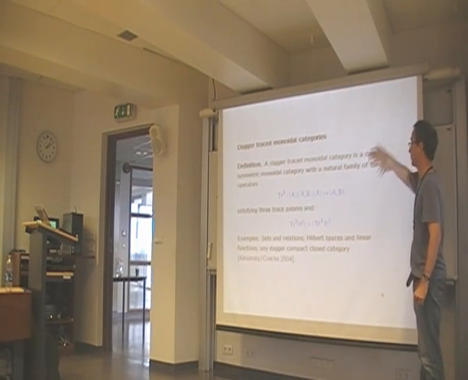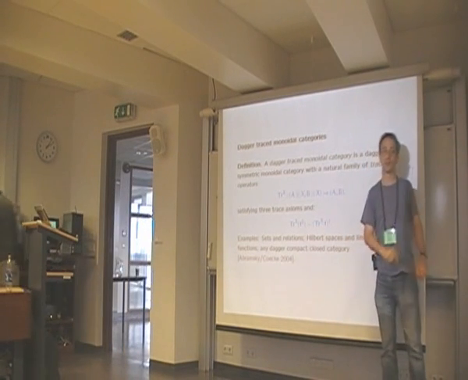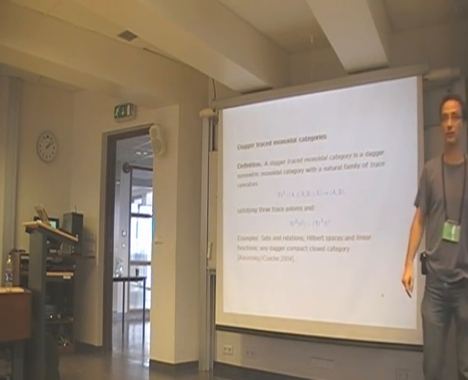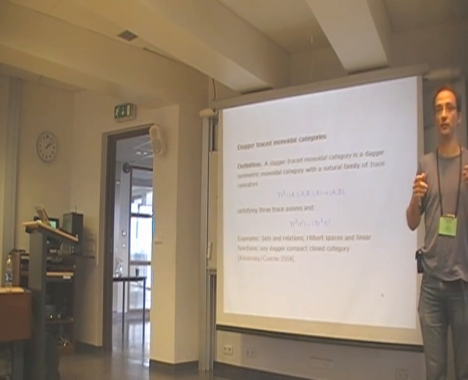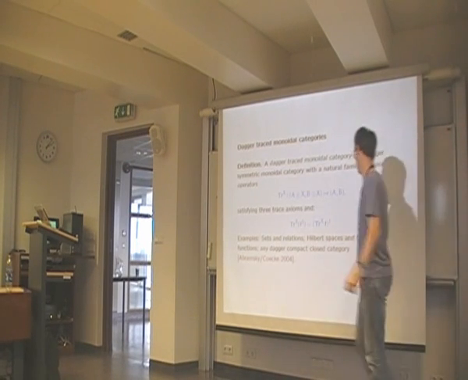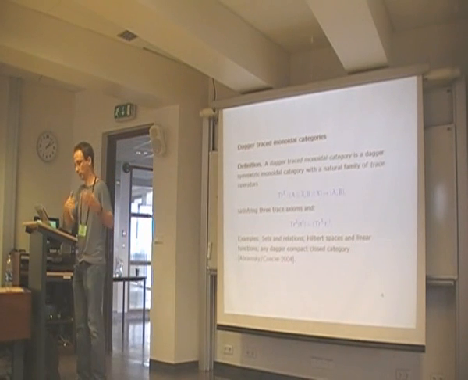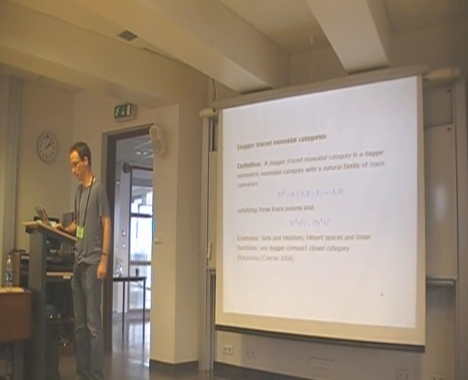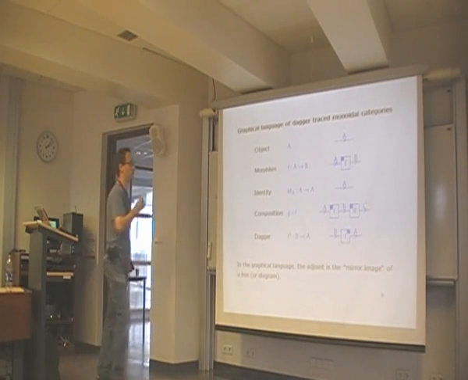And for the trace structure to be called a dagger trace structure, it also has to satisfy this additional axiom. Here you can quickly check that it is true in Hilbert spaces, that if you take the trace of the adjoint of an operator, it's the adjoint of the trace. And so every compact closed category of Abramsky and Cooke is an example. This is a slightly more general notion.